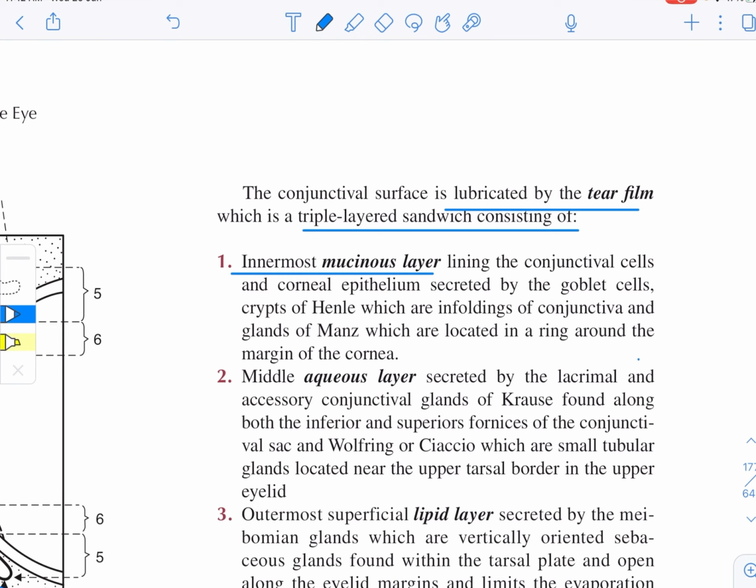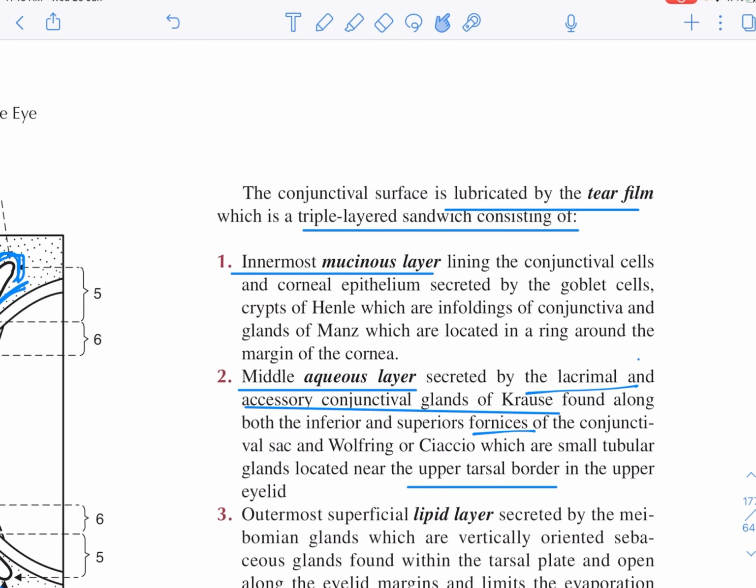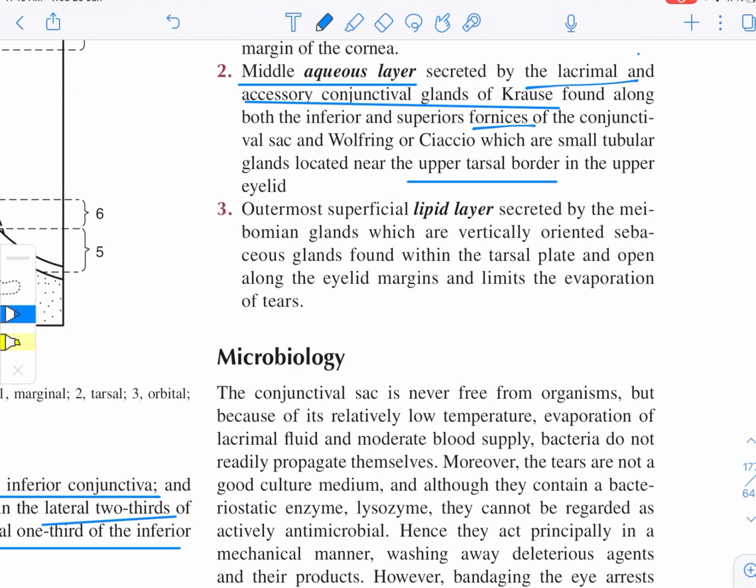of the cornea. Then middle is the aqueous layer, which is secreted directly by the lacrimal and the accessory conjunctival glands of Krause, found along both the inferior and superior fornices of the conjunctival sac, and Wolfring and Ciaccio, the glands of Wolfring, which are small tubular glands located near the upper tarsal border in the upper eyelid. Outermost superficial lipid layer.